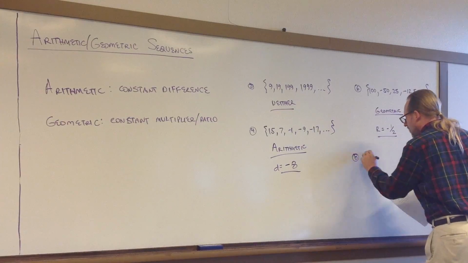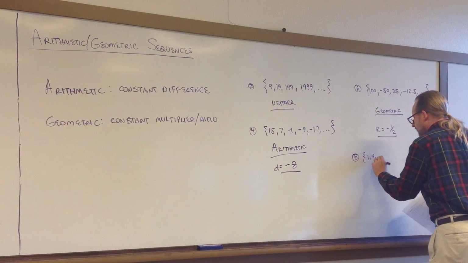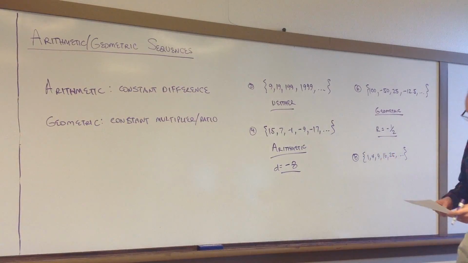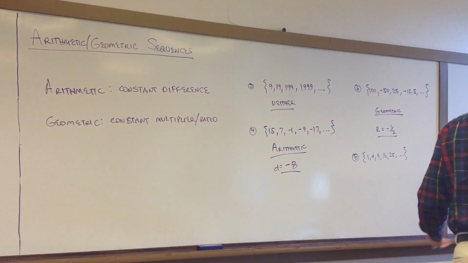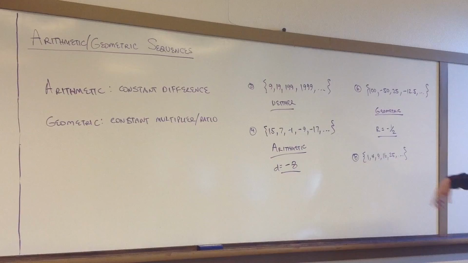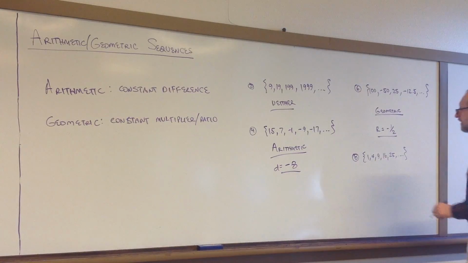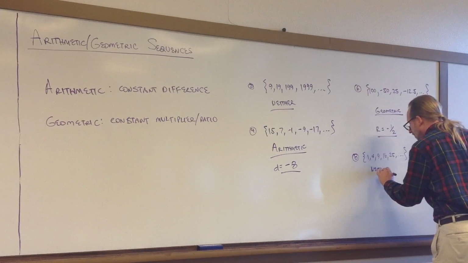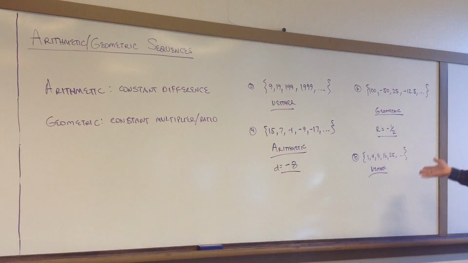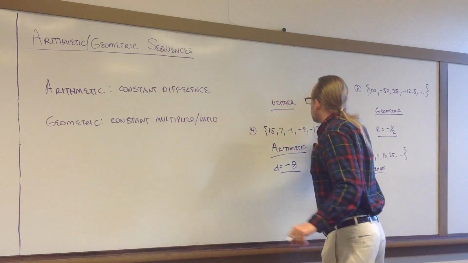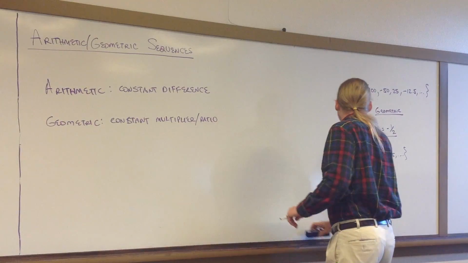Problem 8. 1, 4, 9. So this one, again, you can see there's no constant difference. The differences here are 3, 5, 7, 9. There is a pattern in the differences, but it's not constant. Same thing with the ratio. There's no constant multiplier here, and so this is neither. Although this is a good sequence to be able to recognize because it's n squared. Being able to recognize those perfect squares comes in handy when you're analyzing these things.